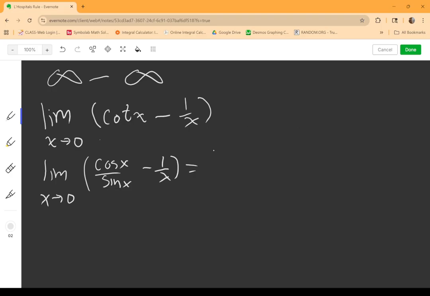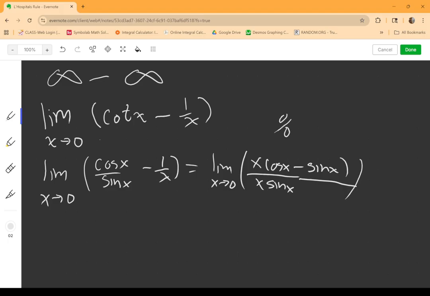Having a common denominator of x sine x, we have x cosine x minus sine x over x sine x. Doing that, we see we get 0 over 0. So now it is of the 0 over 0 indeterminate type, and hence L'Hopital's rule applies. So applying L'Hopital's rule here.